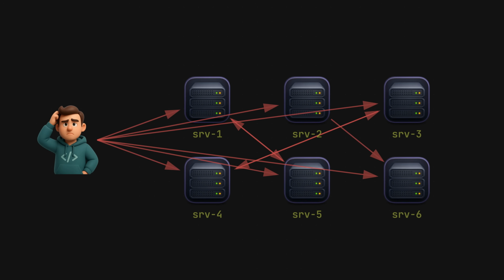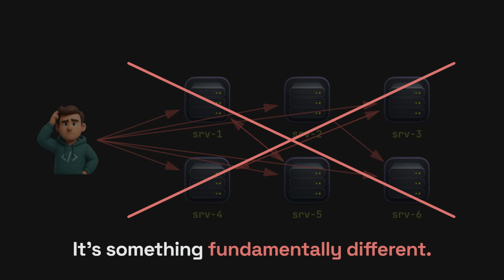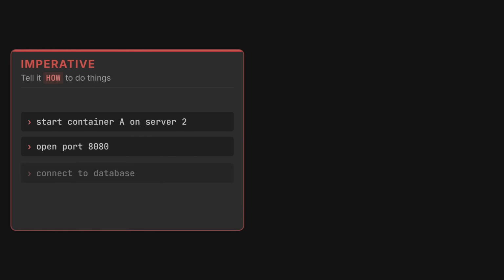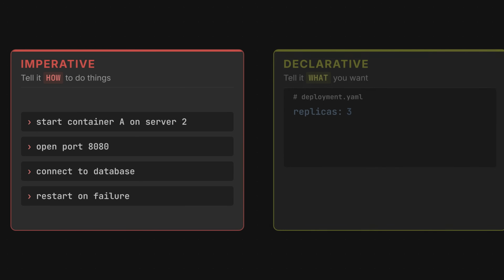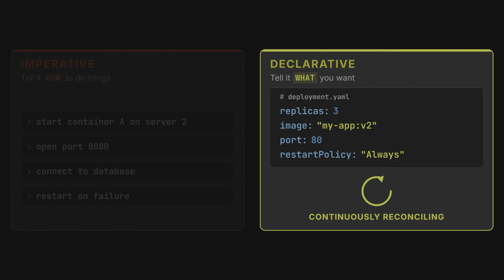Kubernetes inverts this completely, and many people try to use Kubernetes with the same old thinking process. They think of it as a tool that deploys containers to servers. But it's something fundamentally different. Kubernetes is a declarative state management system for infrastructure. You don't tell Kubernetes how to do things. You tell it what you want to be true. And then it continuously works to make reality match your description.